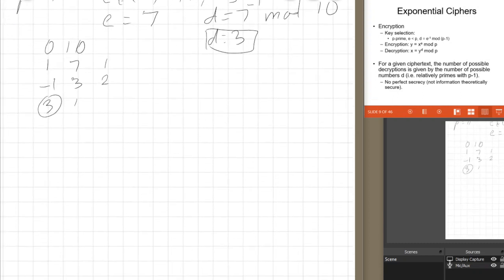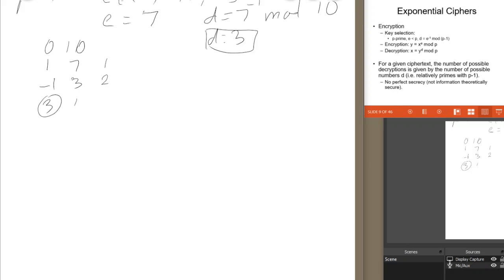Let's make an example with this value. So let's again take the message x equals 2, encryption of 2. It's giving us 2 at power 7, which is equal to 128, which mod 11 is equal to 1 plus 8 is 9, minus 2 is 7, mod 11.